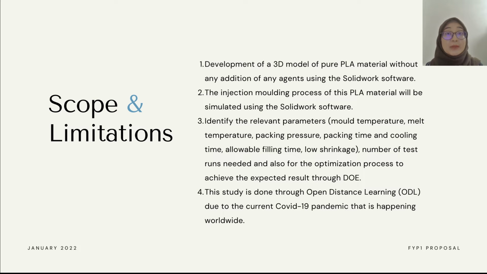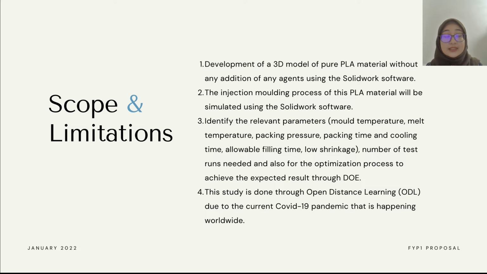Next, for the scope and limitation of my project. First, the development of the 3D model by SolidWorks software will only use pure PLA material without the addition of any other agents. Second, the injection molding process simulation will be done through SolidWorks software. Third, the relevant parameters such as the mold temperature, melt temperature, packing pressure, packing time, and others, the number of test runs needed, and also the optimization process of the PLA injection molding will be done through DOE.